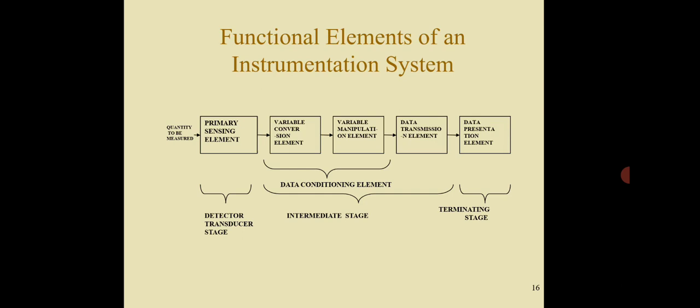Coming to our first block, which is known as the primary sensing element. Each and every instrument will have this block. To this block, you give the input, which is some quantity to be measured. The sensing element will read that input, sense the data, and give electrical signals as the output.